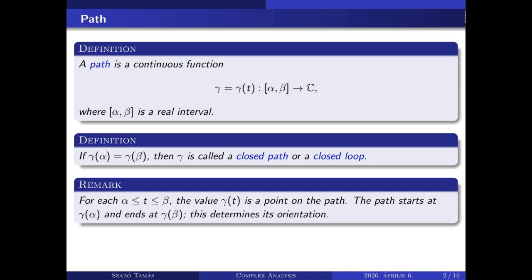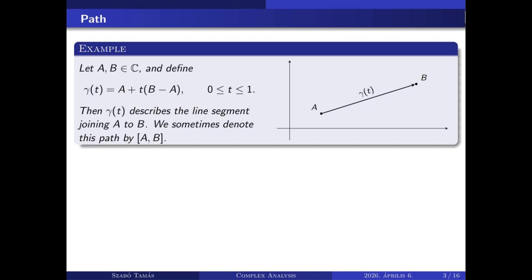This determines its orientation. Example: let a and b be complex numbers and define gamma of t equals a plus t times the quantity b minus a for 0 less than or equal to t less than or equal to 1. Then gamma of t describes the line segment joining a to b. We sometimes denote this path by the segment from a to b.